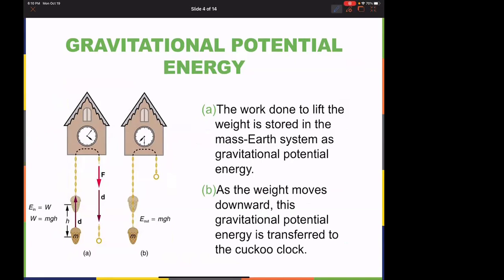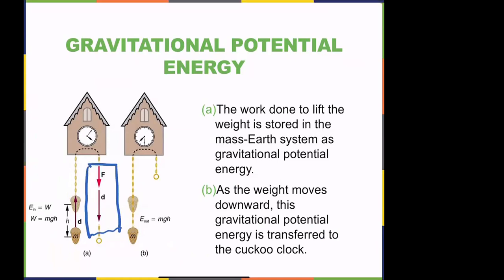So you put in work to lift up the acorn, right? If you have a winding clock like this, you put in work to lift up the acorn, and then once it gets to the top, the acorn falls back down. Gravity does the work and spins the gears inside here. So these gears spin around and then your clock spins. So the idea is you have to put work in to get energy.